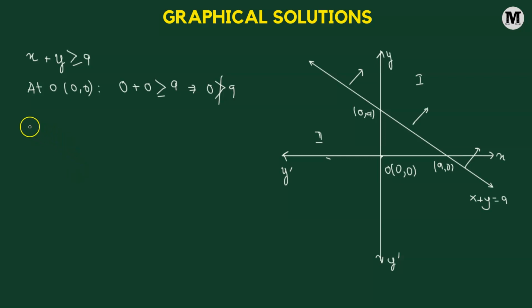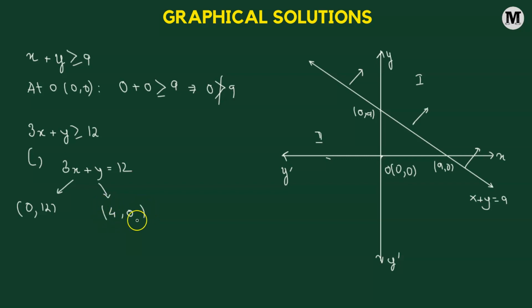Now we come to the next inequality. We have 3x + y ≥ 12. Here we will again be sketching the graph of 3x + y ≥ 12. For this, we first convert it into an equation: 3x + y = 12. When x equals 0, y corresponds to 12. And when y equals 0, x will be 4. So we have these 2 points, (0, 12) and (4, 0).